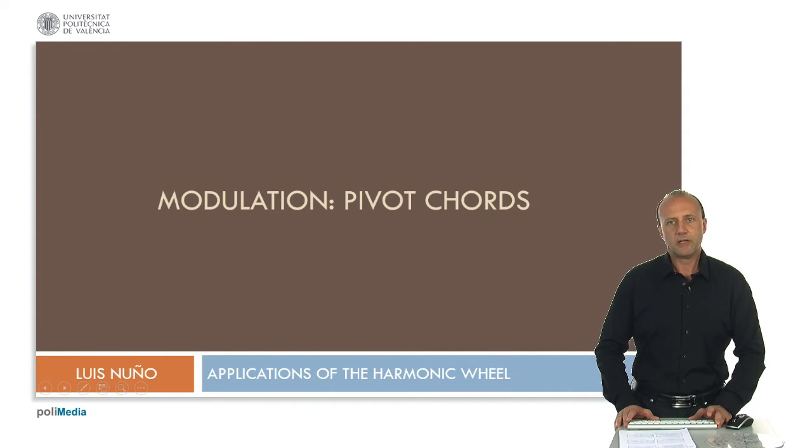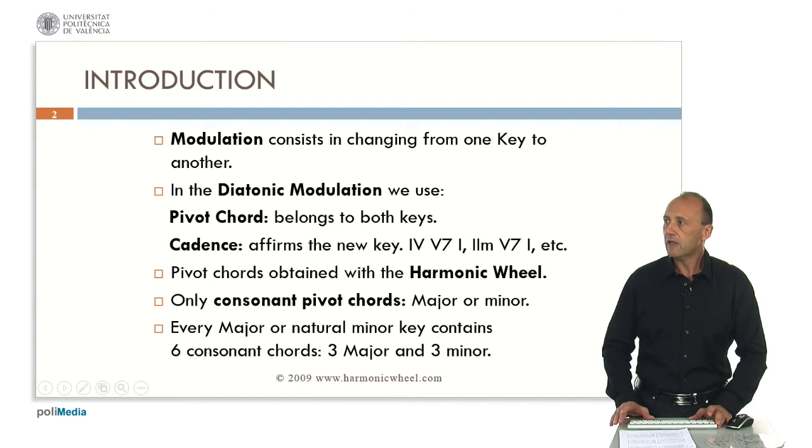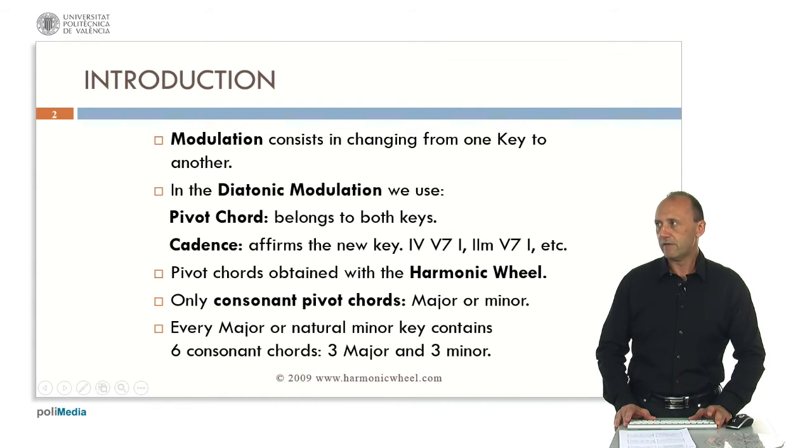Now I am going to explain one of the applications of the harmonic wheel in harmony and composition, which is the modulation and pivot chords. Modulation consists in changing from one key to another. It is used in music to avoid monotony and to increase variety. There are several kinds of modulation.